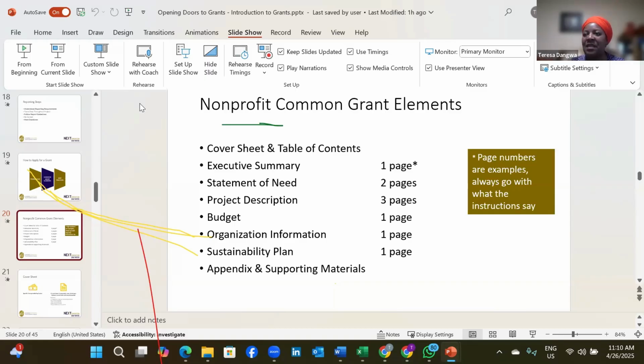Sometimes they'll tell you no more than whatever, and you follow those instructions. But if there are no instructions, you give them as much information that you think will help, that you have not addressed in any of those other pages, that you think will help your organization.